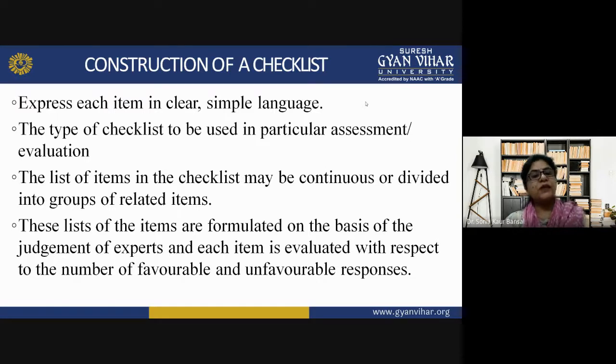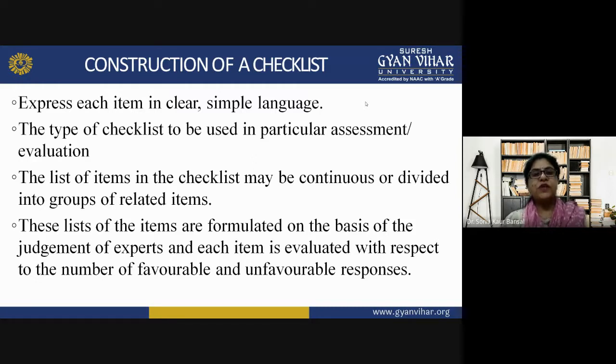Next, the list of items in the checklist may be continuous or divided into groups of related items. Sometimes, as in the sample I have shown you, the checklist was continuous in the form of statements. But sometimes the checklist is divided into groups of related items. Of one statement, you are giving more and more groups, and now you are checking that. For example, if you are checking the infrastructure of any institution, then you have to make some groups. Maybe you are going to make a group of classrooms, library, then other important facilities. So different groups, you are going to check different things simultaneously. So just be careful about it when you are preparing the checklist.